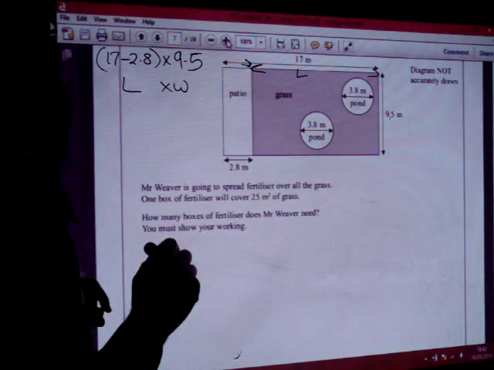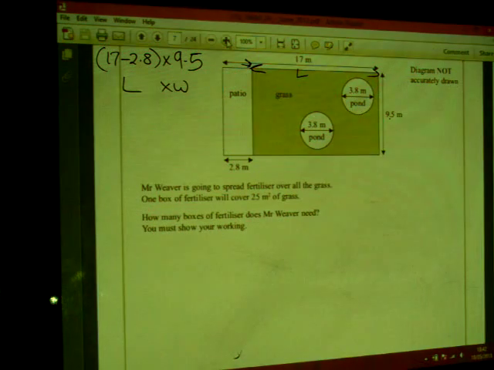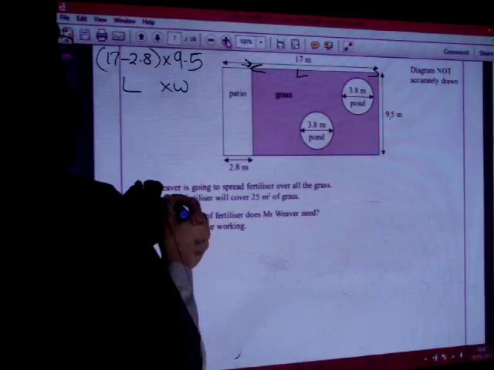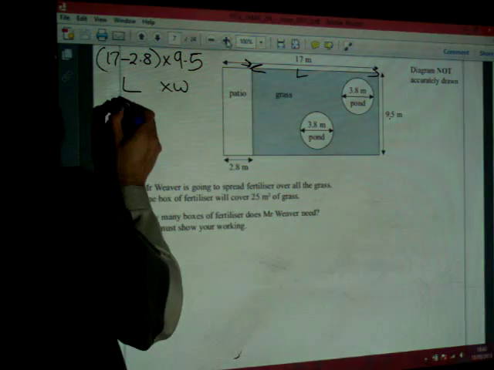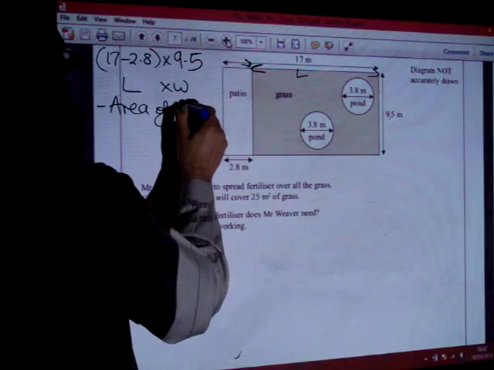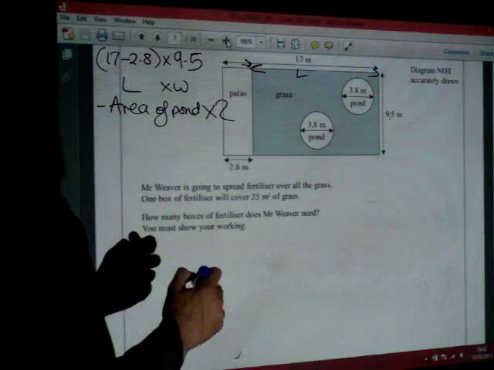Okay. And then what we're going to do with that, once we work that out, we want to minus the area of the 2 ponds. So we want to do minus the area of the pond times by 2, because it's 2 ponds.